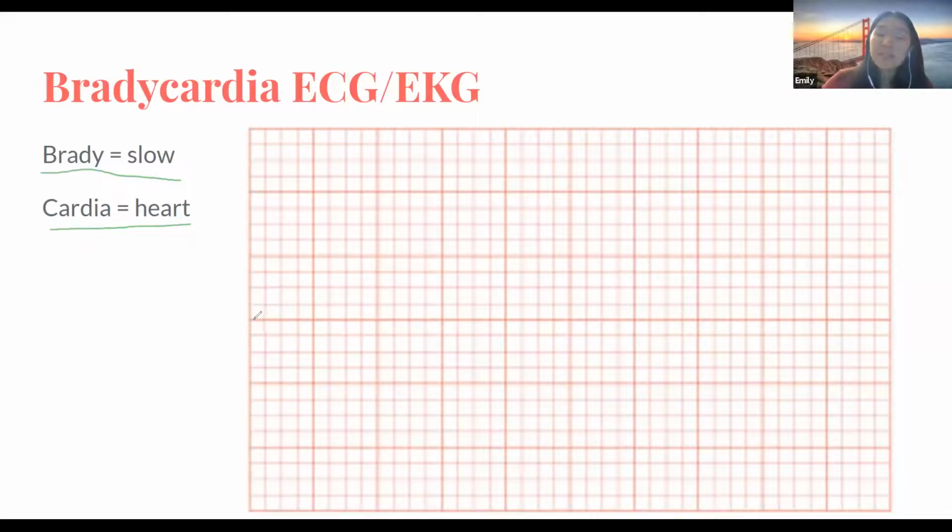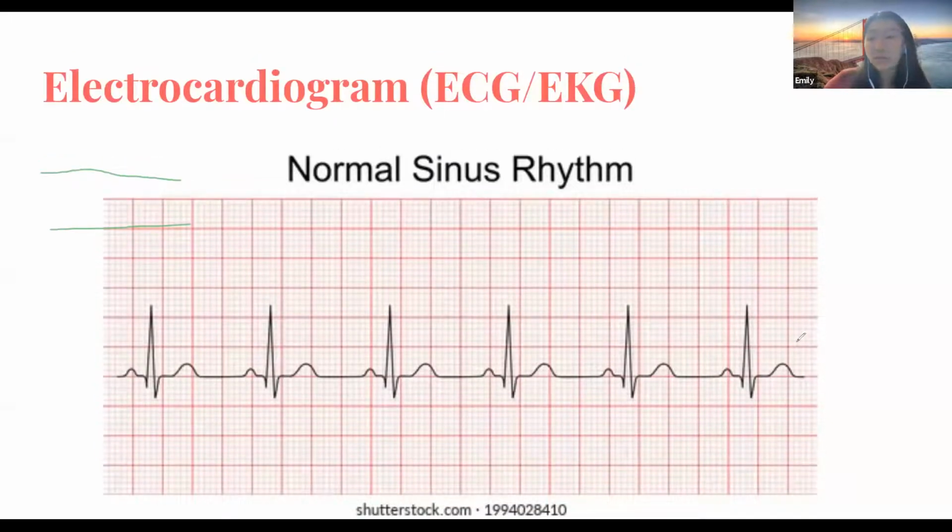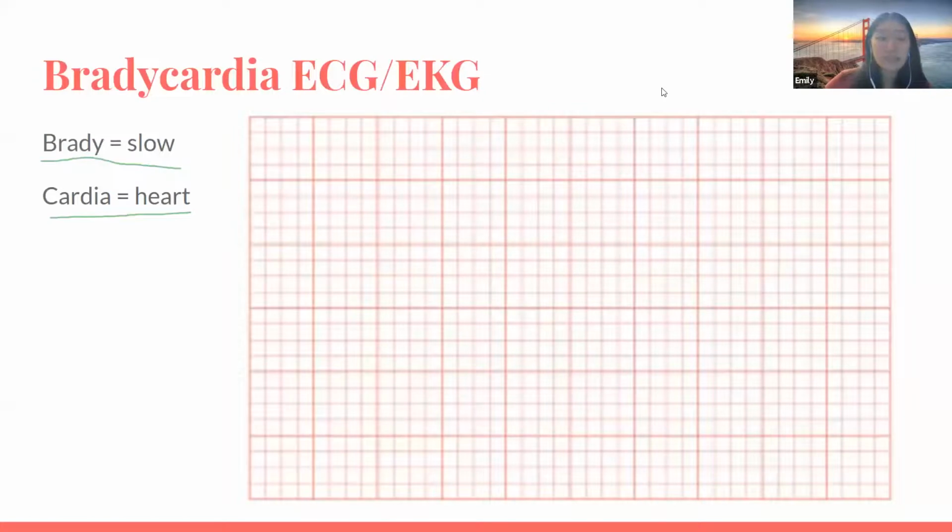So what do we think the EKG is going to look like here? How is this going to be different from the previous one? And as a reminder, as we move along to the right in this graph, it's corresponding to time passing. So what do we think is going to look different in this EKG versus the last one?